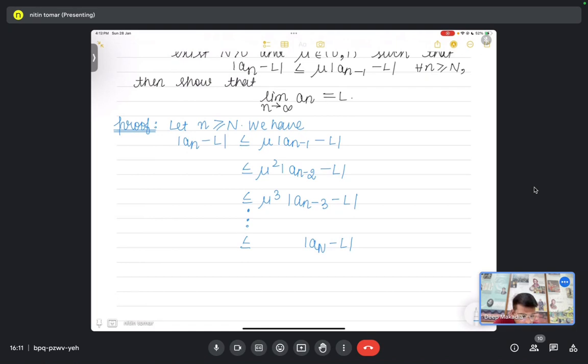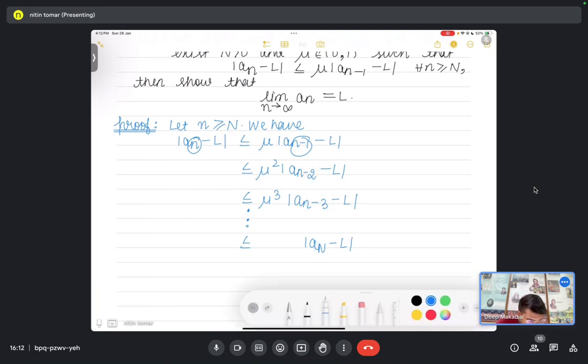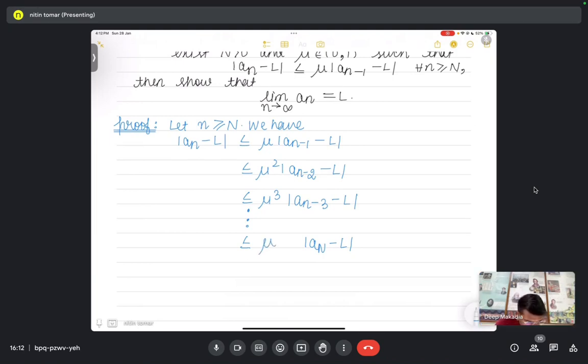Because you see, the index is getting smaller and smaller. So eventually we will reach this capital N. Am I correct? Because capital N is the smallest. We are starting with some natural number which is greater than or equal to N. So what power of mu should come here? Small n minus capital N. Am I correct?